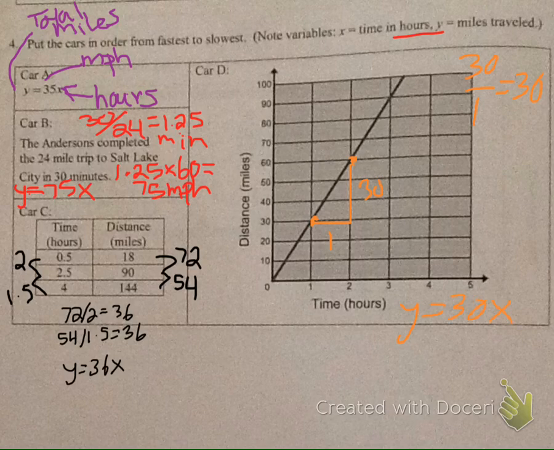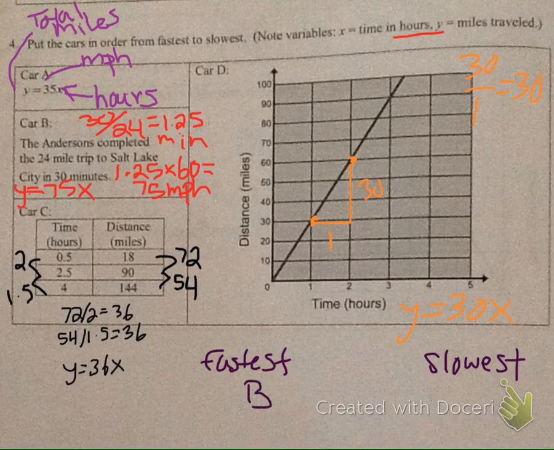Now the original question was to list them in order from fastest to slowest. So I'm going to put fastest down here and slowest here. My fastest, the car moving the fastest, doing more miles per hour, would be car B, because they are doing 75 miles per hour. So car B is the fastest. And then after that, I have 35, 36, and 30. So 36 would be the next one, car C. And then car A, and then car D.